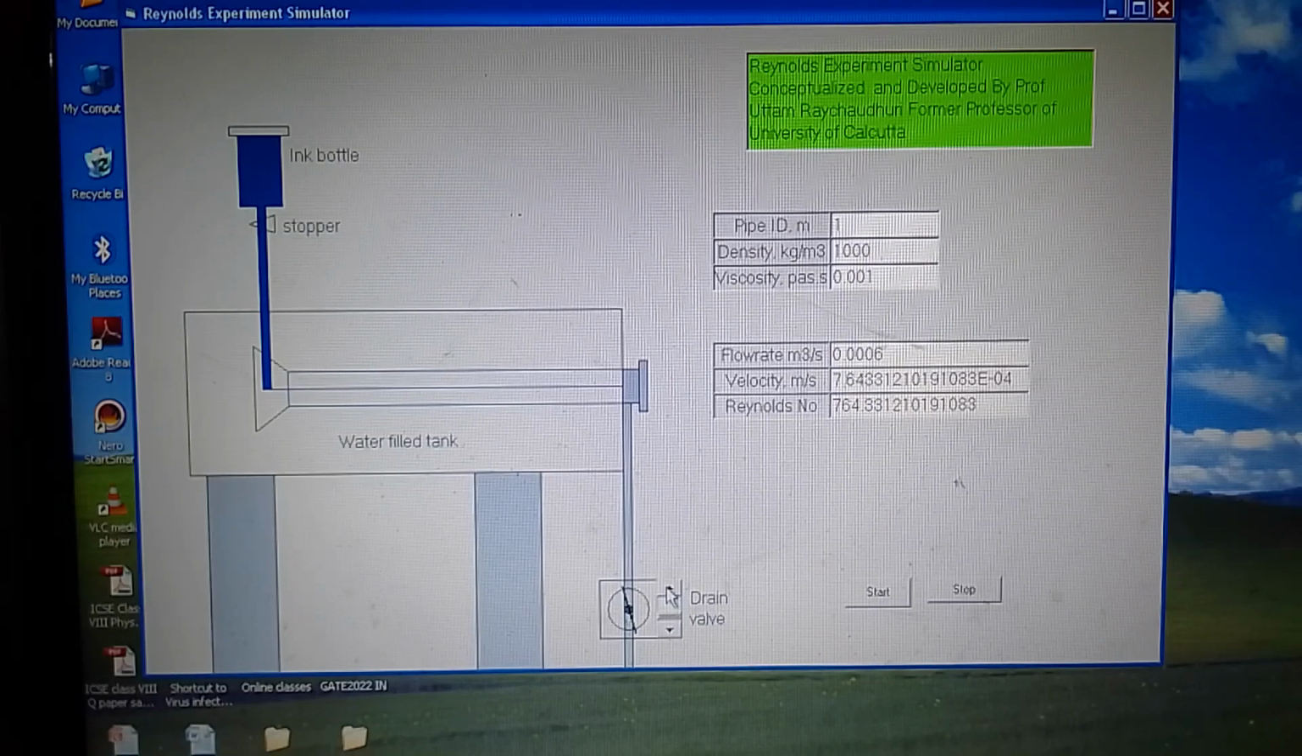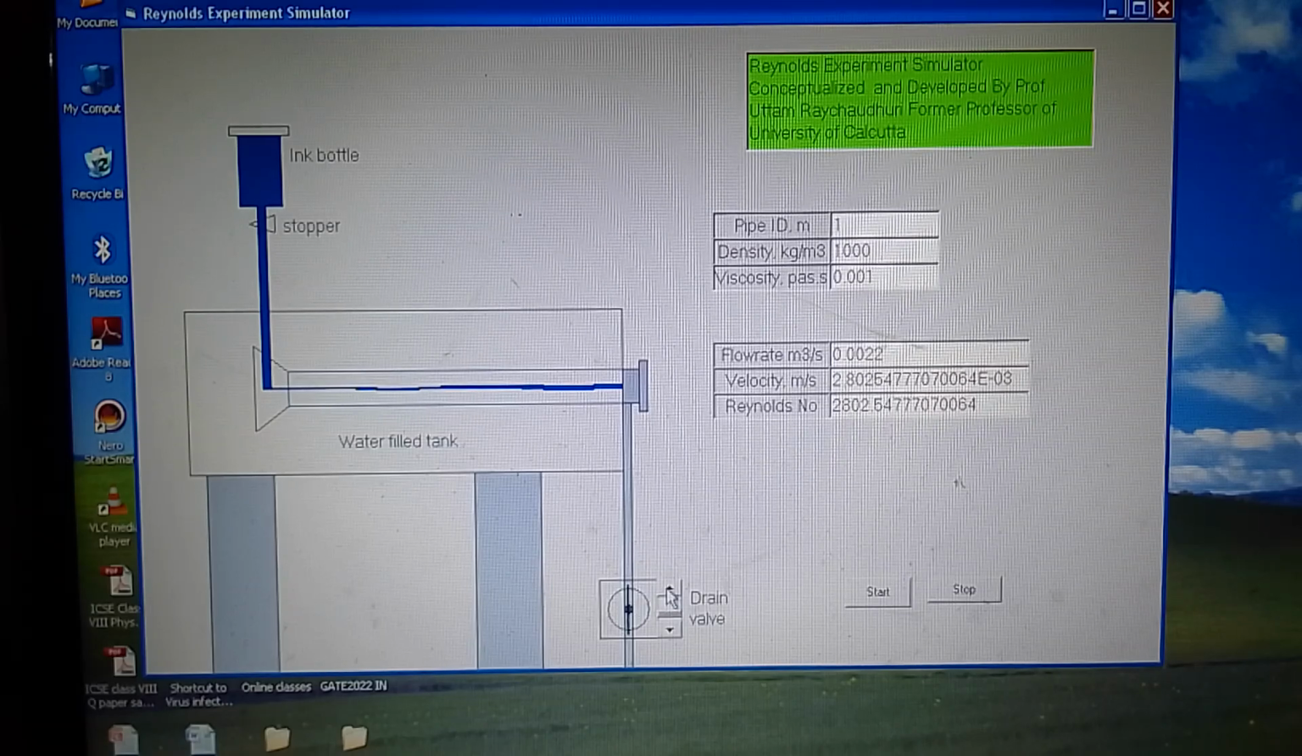It is still laminar flow, continuing: 1100, 1400, 1500, 1600. We are nearing 2100. Now see that it has crossed 2100, slightly increased, and as a result the flow has been disturbed. You see there are ripples, and because of that the thickness of the ink increases. Now go on increasing till 10,000 and look at the flow pattern.